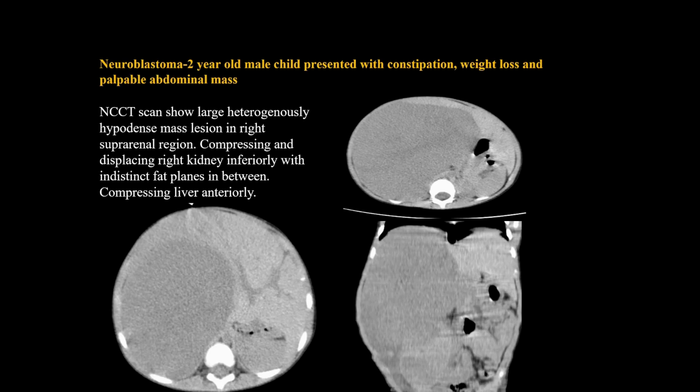The second case is neuroblastoma. This was a case of a 2-year-old presenting with constipation, weight loss, and palpable abdominal mass. Non-contrast CT shows a large heterogeneously hyperdense mass lesion in the right suprarenal region, compressing and displacing the right kidney inferiorly, with indistinct fat planes in between, compressing the liver anteriorly.